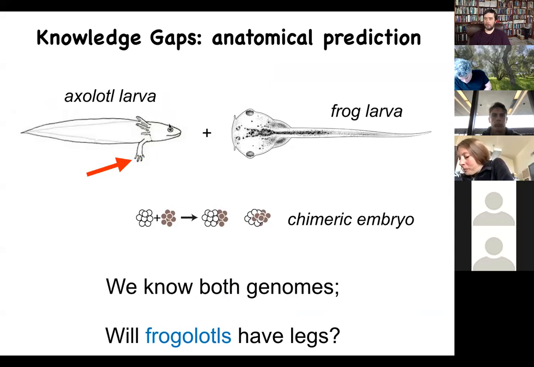Here's an axolotl larva. These guys have legs. So baby axolotls have little legs. Frog larvae do not have legs. These tadpoles. We can and we have made chimeric embryos that are partly axolotl cells and partly frog cells. So we make these frogolotls, and now I ask a simple question: are frogolotls going to have legs? Now we have the axolotl genome, we have the frog genome. How come no one can tell me whether frogolotls will have legs?